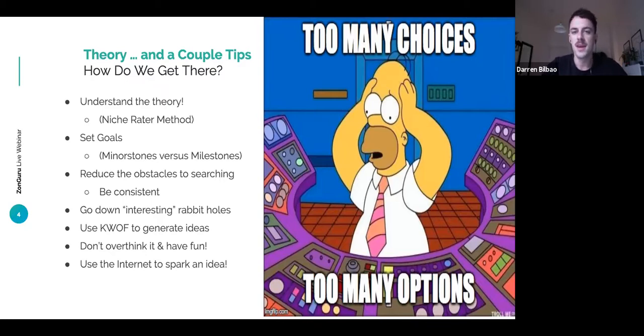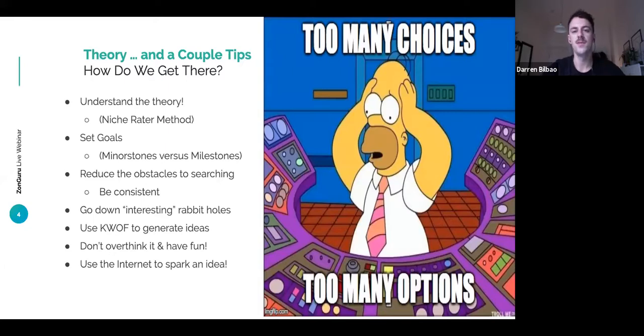Don't overthink it and have fun. There's no point in stressing out and not enjoying it. This is supposed to be fun, so just have fun with it. Try and find a product that you enjoy, and try and come up with a really creative way of making this product your own. You'll have a lot more fun that way.